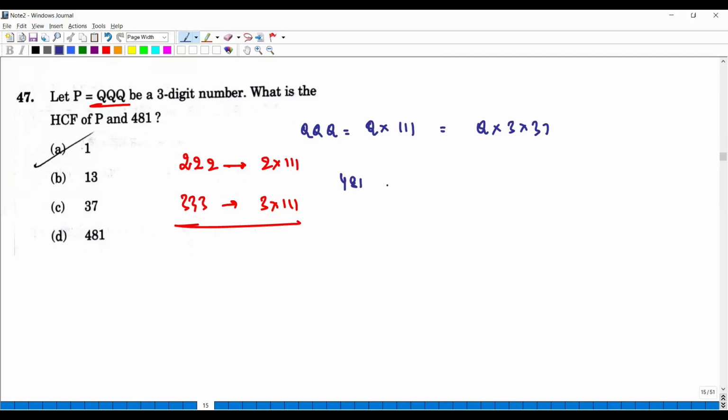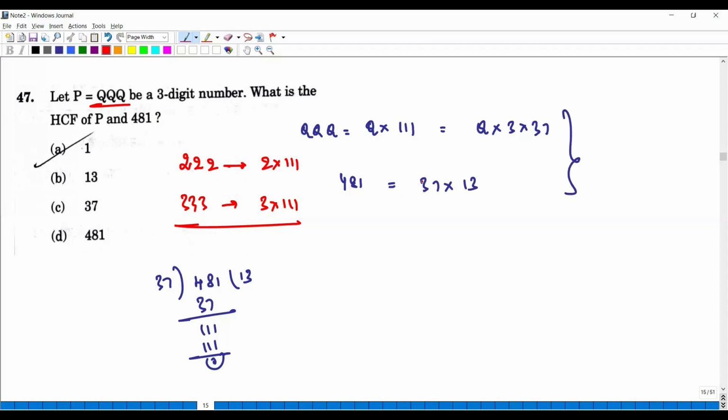111 is 3 into 37, so it is Q into 3 into 37. And 481, take it in 37 table only, because that is what we have a doubt of. 37 into 13. So you can find out the HCF between these two. One is 37 and 37. So the answer is 37.